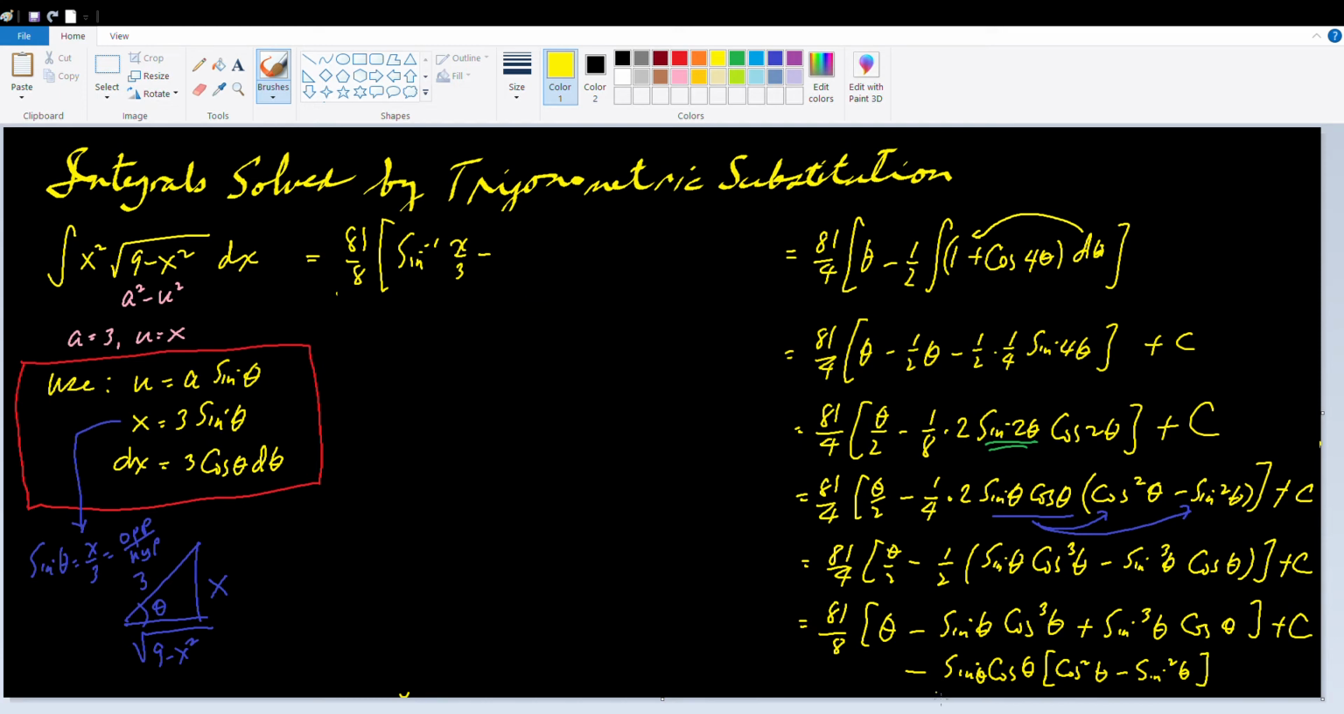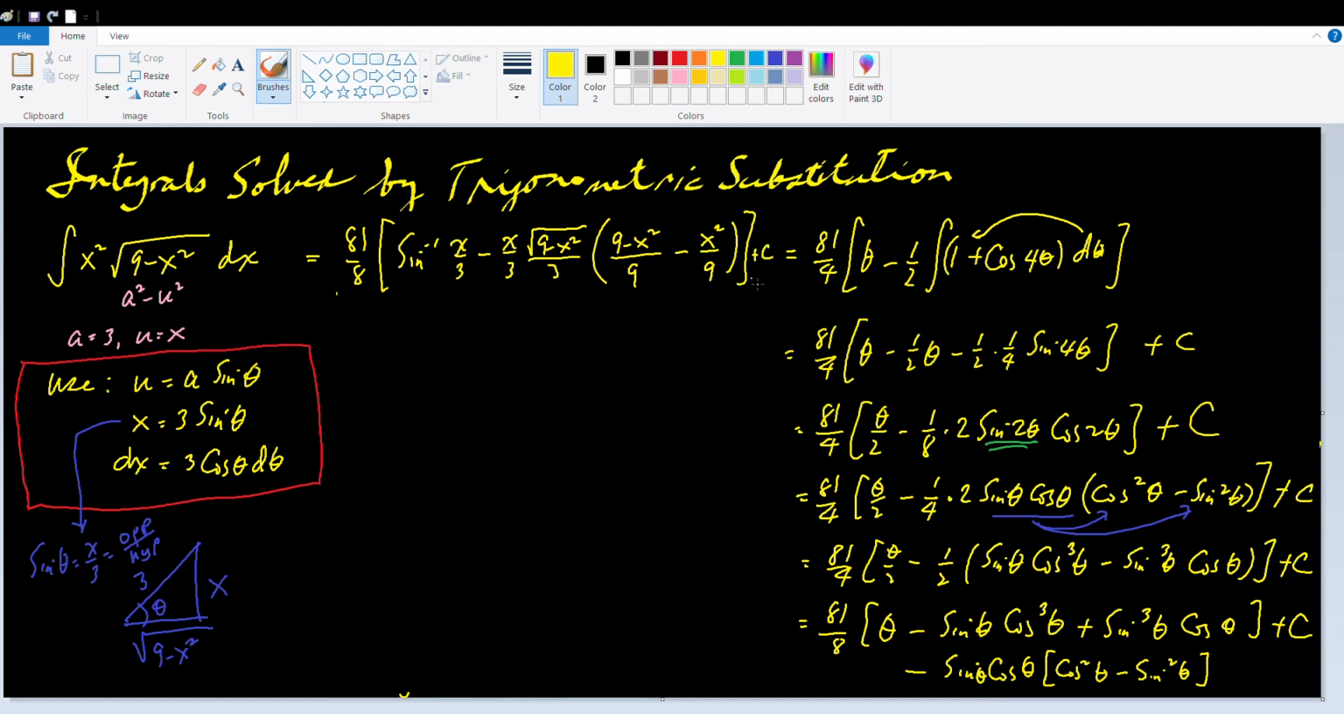So that will be negative. Sine theta is x over 3. Cosine theta is square root of 9 minus x squared over 3, times cosine squared. Cosine squared is the square root of 9 minus x squared, or just 9 minus x squared, over 3 squared, or 9, minus our sine squared, which will be x over 3 squared, or x squared over 9.